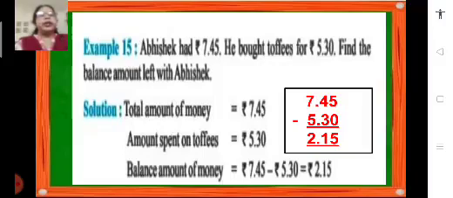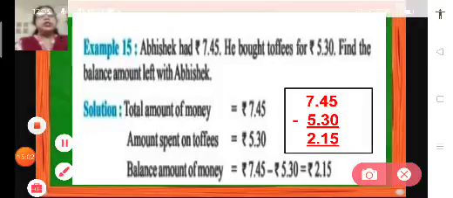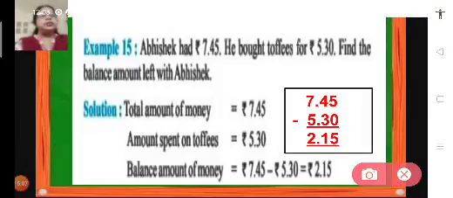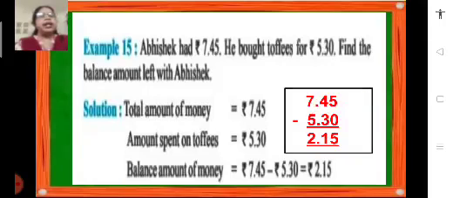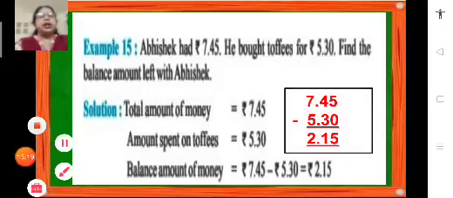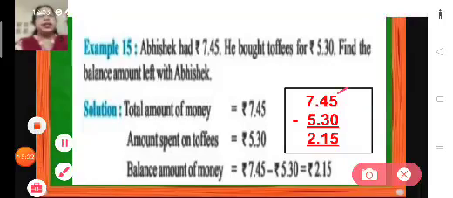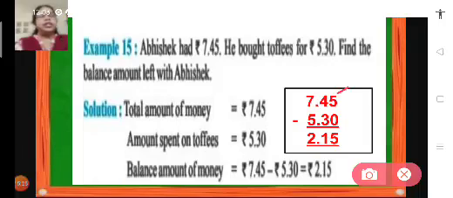So he had 7.45 rupees and he spent rupees 5.30 on toffees. So what is the amount left with Abhishek? That means we have to subtract. Children, we have learnt that for subtraction also we follow the same rules as addition. That means we write the decimals according to their place values, and we see that the decimal points are one below the other, and then from the extreme right, we start, just like we do in whole numbers, addition or subtraction.